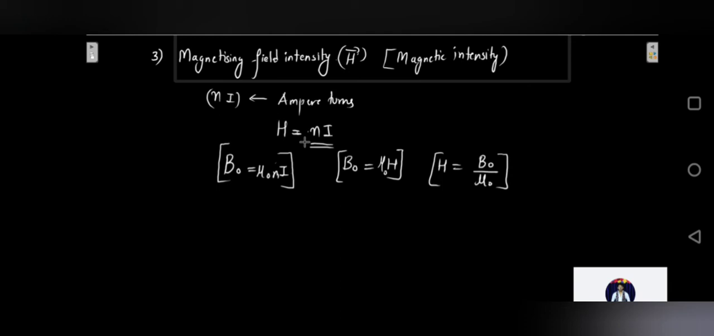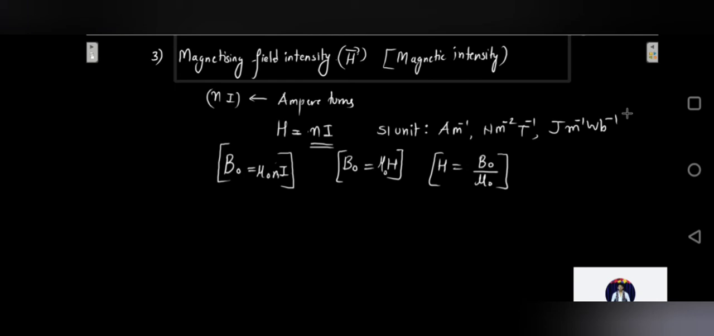The SI unit of H is ampere per meter, which is equivalent to Newton per meter square per Tesla. You can also say, in terms of joules, it is joules per meter per Weber. These are the SI units of magnetizing field intensity.